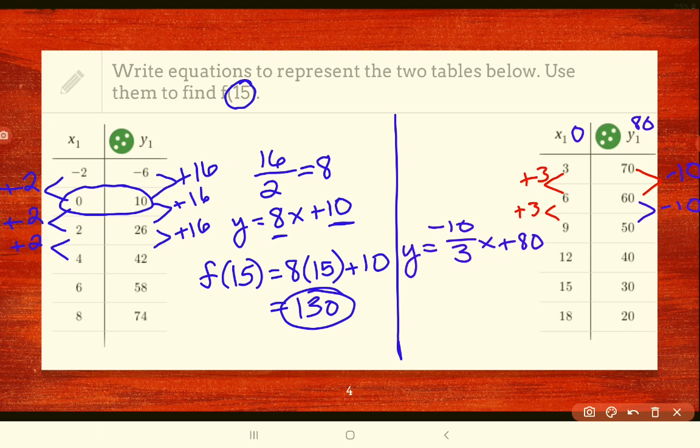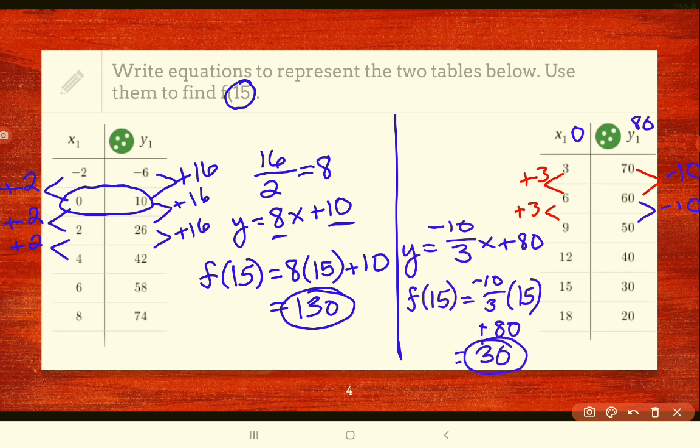Okay? And again, if I want to find f of 15, that means take x and replace it with 15. And you're probably going to want to use your calculator for this one. So negative 10 over 3, okay, times 15 plus 80. That gives me 30.